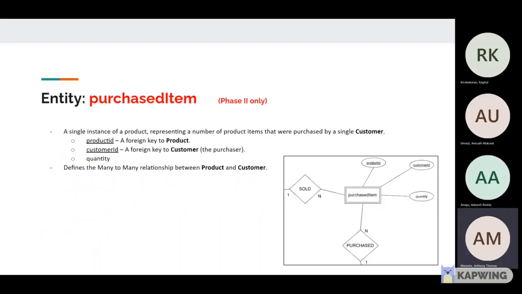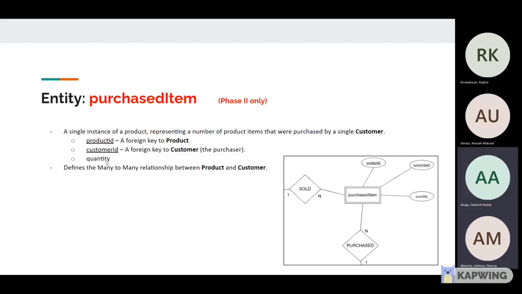So purchased item is something we created specifically in phase 2. It's sort of a bridge entity between product and customer, which enables the many-to-many relationship between those two. It essentially represents a single instance of product with a certain quantity that has been purchased by a customer during one of their visits. It just has 3 columns: product ID, a foreign key to product; customer ID, a foreign key to customer; and the quantity that was purchased during their purchase.